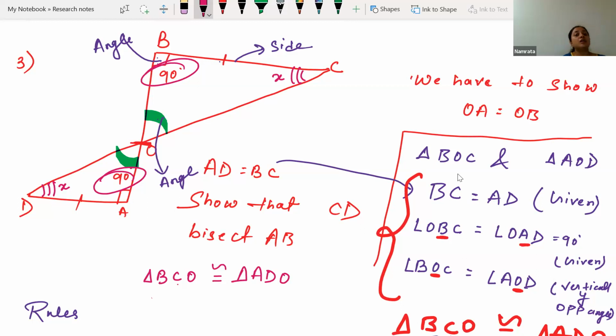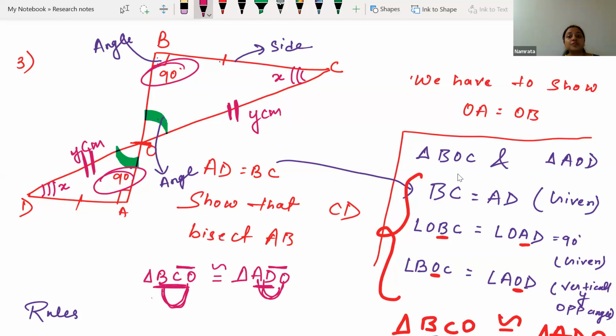Now we will also get the side, that is side BC is equal to side AD. That was already given in the question, but something which was not given in the question, that also we will get from here only. Side CO is equal to side DO. If that side is Y centimeter, then this side will also be Y centimeter over here. Similarly, side BO is equal to side AO.